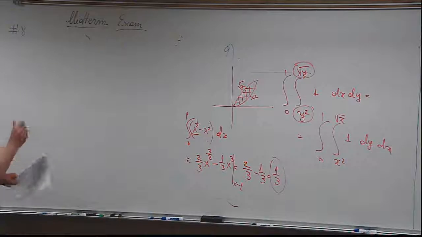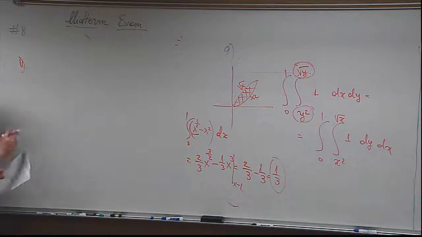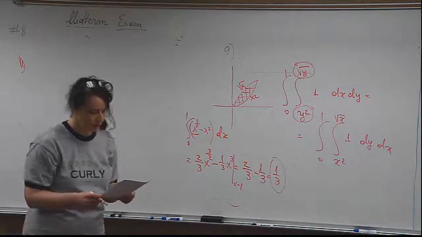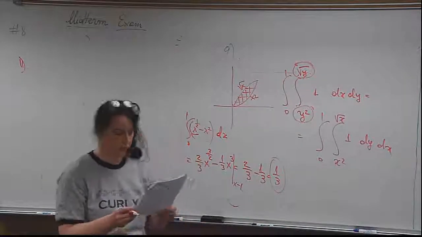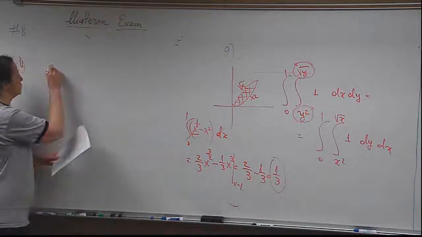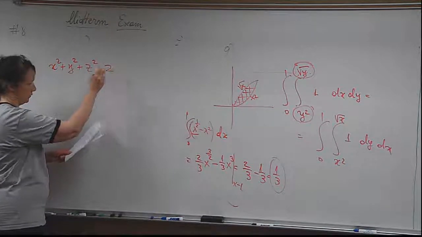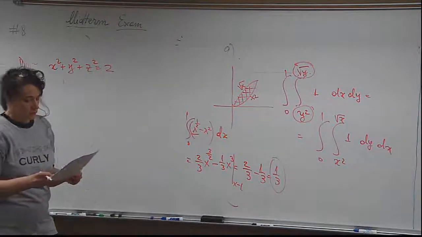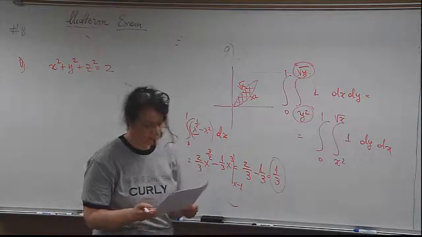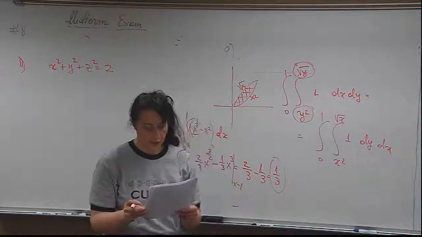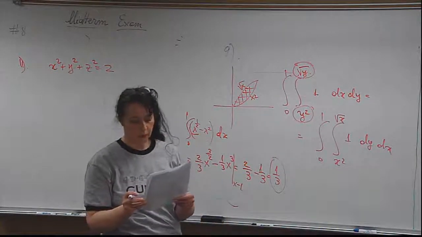Finally, number 11, without computing the volume inside the sphere, x squared plus y squared plus z squared equals 2. Set up a triple integral corresponding to it in the space provided below.